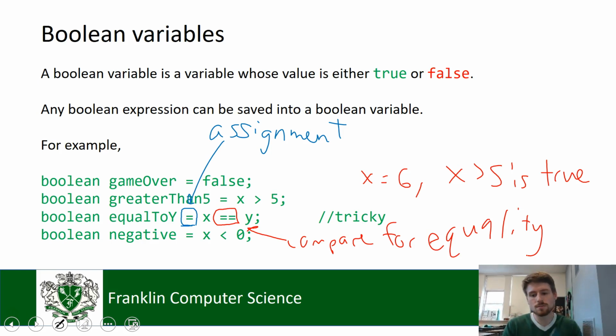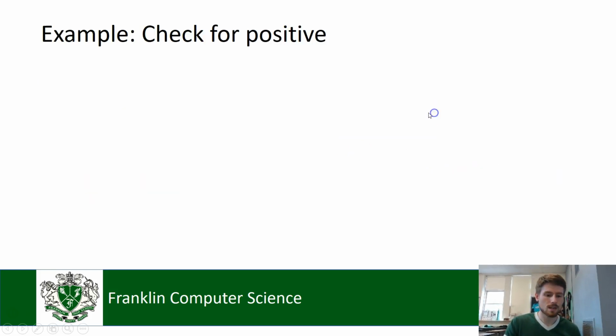So note all those on the left over here. Where'd my mouse go? On the left over here, these are all Boolean types. Okay, and a Boolean is going to be true or false. Okay. All right, let's do an example.